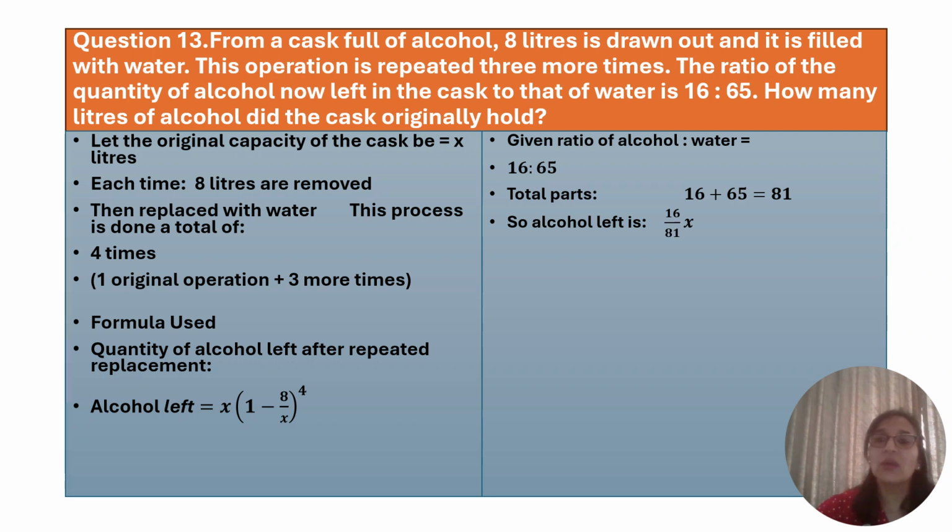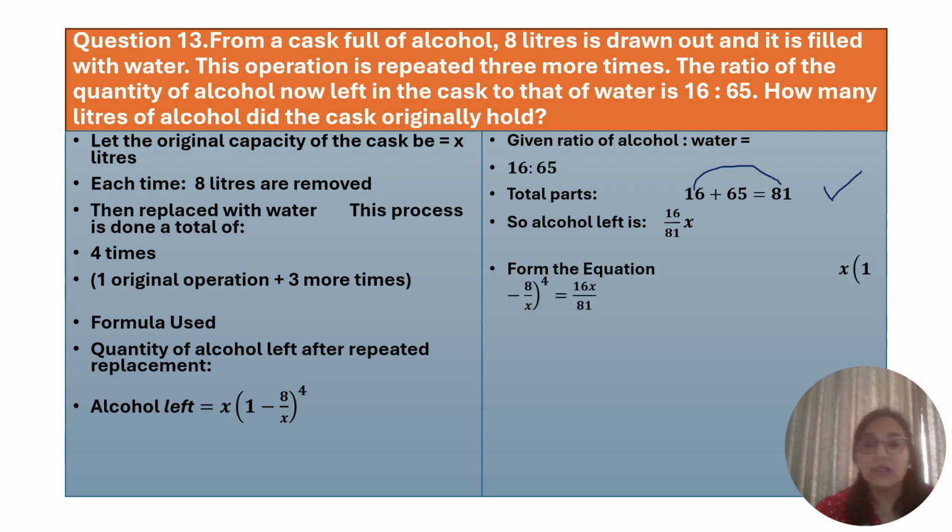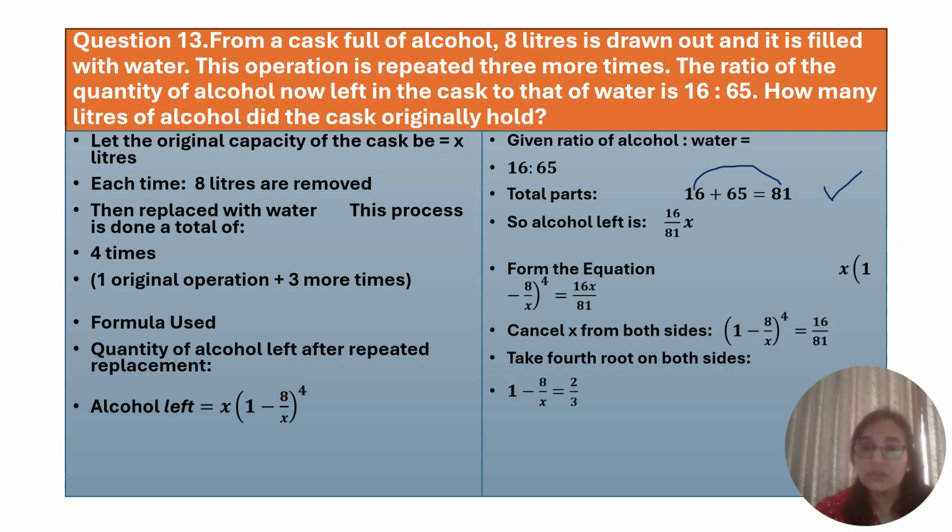So what is the alcohol left? That is 16 divided by 81 into x. From the equation, you just have to substitute. When you substitute and simplify, you will get x as 24. Children, it's very important that you work on the calculation part because these types of questions require some mathematical calculations. So the final answer, that is x, will be 24.